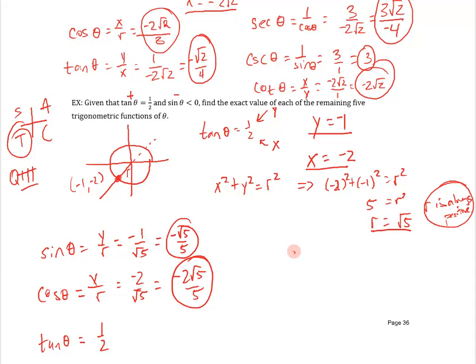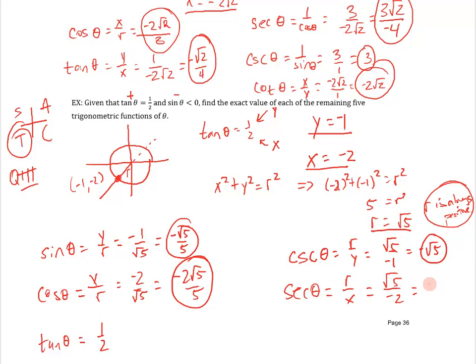Cosecant of theta next is r over y, so square root of 5 over negative 1, which is negative square root of 5. Secant of theta is r over x, which would be square root of 5 over negative 2, or negative square root of 5 halves. And then cotangent of theta would be 2 over 1, which is 2. Very good.